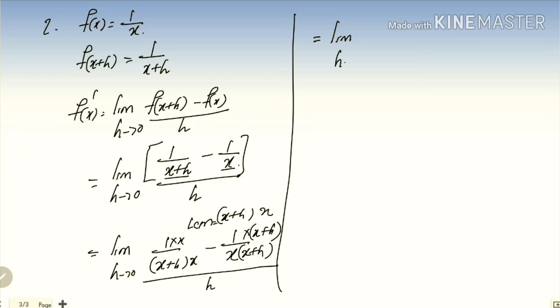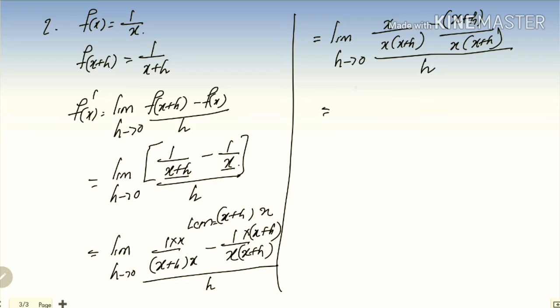Limit h tends to 0. Numerator will get x over x times x plus h, right? The second term is minus x plus h bracket divided by x times x plus h. The LCM process, you know that, divided by h. Now I am simplifying the numerator because the denominators are the same. I am writing that LCM, limit h tends to 0.